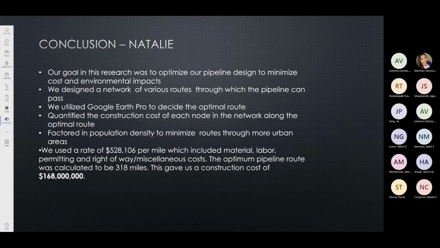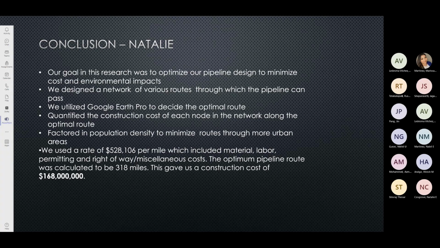Our goal in this research was to optimize our pipeline design to minimize costs and environmental impacts. We designed a network of various routes through which the pipeline can pass. We utilized Google Earth Pro to decide the optimal route, quantified the construction cost of each node in the network along the optimal route, and factored in population density to minimize routes through more urban areas.